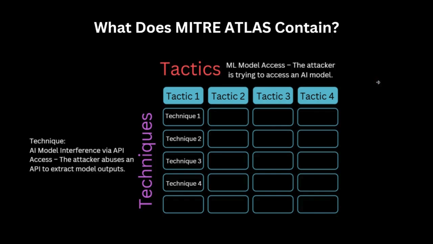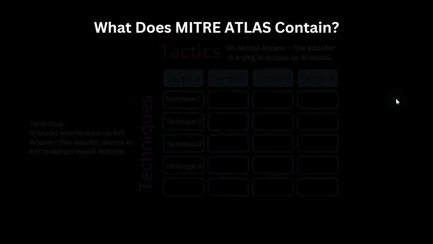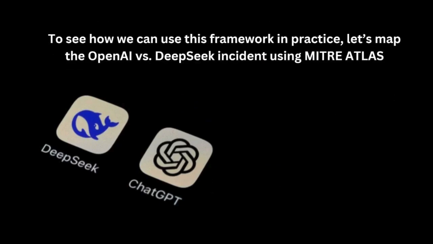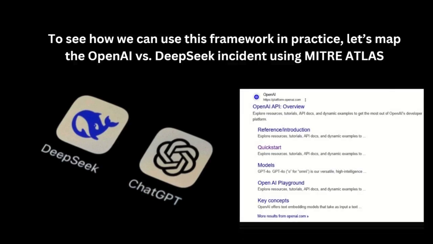Now that we understand how MITRE ATLAS structures AI-related threats using tactics and techniques, let's apply this framework to a real-world case study, the OpenAI versus DeepSeek incident. In early 2025, OpenAI accused DeepSeek of using its API to extract large volumes of responses from its AI models. This technique is known as model distillation or shadow training, and it allowed DeepSeek to use OpenAI's model outputs to train their own competing AI model. Essentially, this was a case of API abuse to exfiltrate AI-generated data.